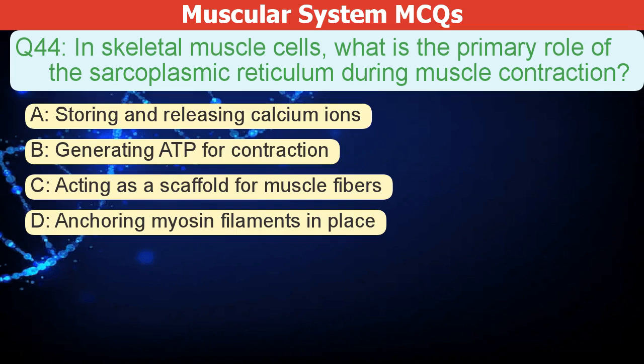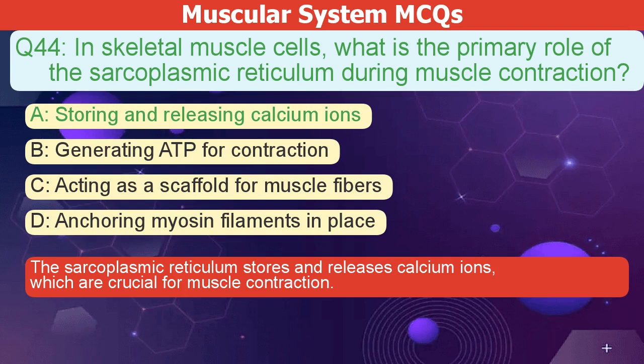In skeletal muscle cells, what is the primary role of the sarcoplasmic reticulum during muscle contraction? A. Storing and releasing calcium ions. B. Generating ATP for contraction. C. Acting as a scaffold for muscle fibers. D. Anchoring myosin filaments in place. The correct answer is A. The sarcoplasmic reticulum stores and releases calcium ions, which are crucial for muscle contraction.